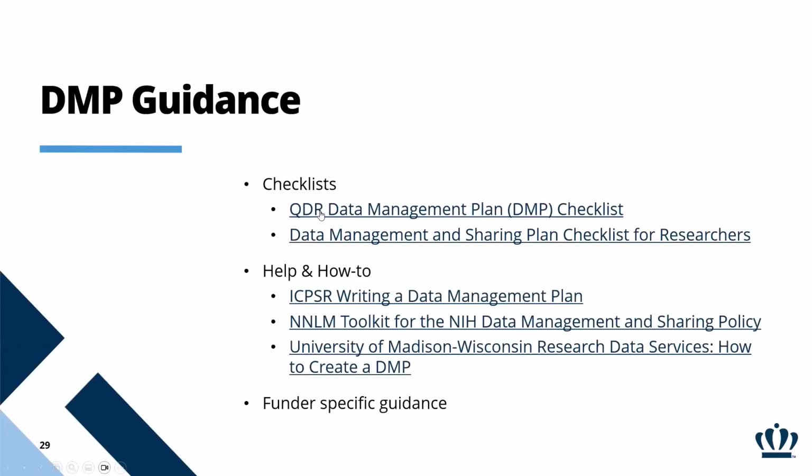So again, I gravitate towards checklists. I really like that they're short, succinct, and to the point. So the qualitative data management plan checklist is listed here, as well as, I think the second one is a little bit more NIH focused, a couple of help and how-tos for writing a data management plan. However, if you are writing a proposal for federal funding, each agency provides their own guidance. So you do want to be sure to check for that individually if that pertains to you.